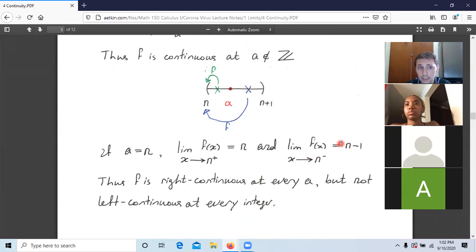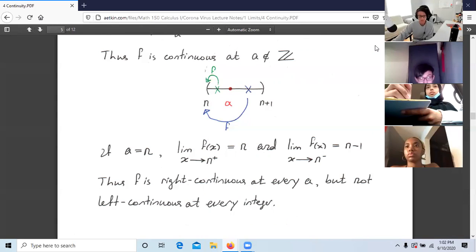So left and right are not equal. That means the function is discontinuous at every integer. It is continuous at every non-integer. And it's also right continuous on every integer. Right continuous means that the limit from the right is the same as plugging the value in. You see that? You can graph it, guys, but you understand how I reasoned, yes? I reasoned without using graphs.